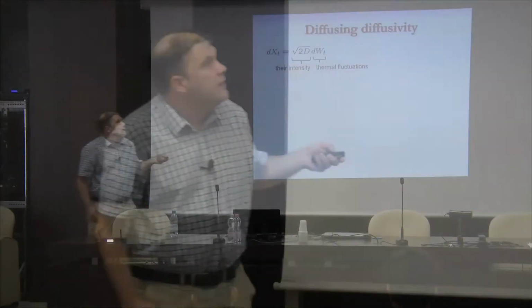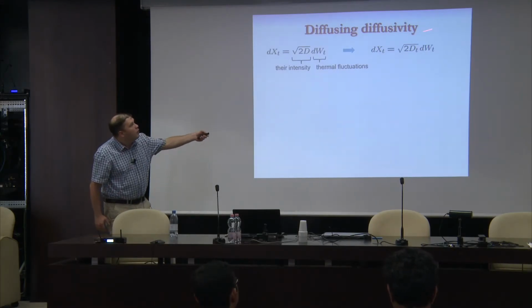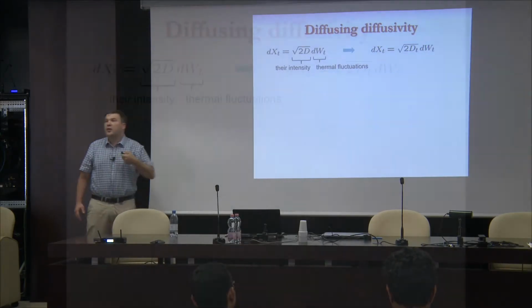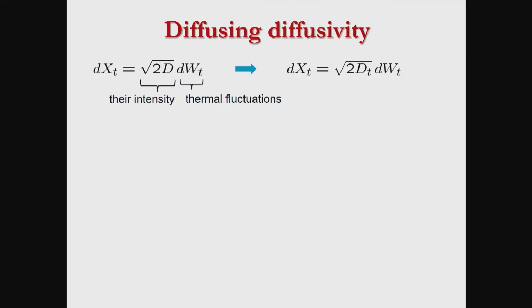Now, the situation in the rearranging medium is different, because the particle moves, but the medium itself changes. So you can expect that in some places the intensity of interaction is high, and in some places it's lower. And so the natural idea comes: okay, let's now look at this intensity as a stochastic process itself. In this way, we try to account, again effectively, for the medium rearrangements.